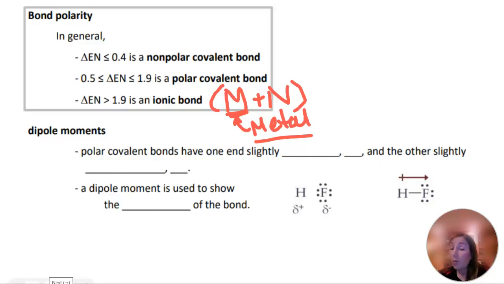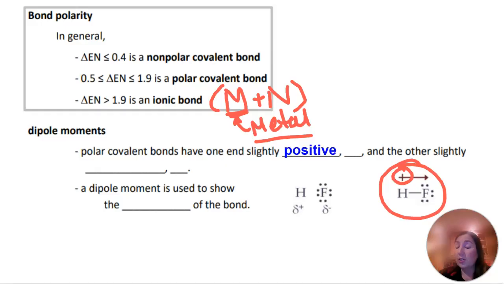So what do we need to know about dipole moments then? I drew one in for you with HF. That was our first dipole moment that we were looking at. Polar covalent bonds have one end of the molecule that is slightly positive. So for us, that would be the hydrogen end of the HF. And the other is slightly negative.